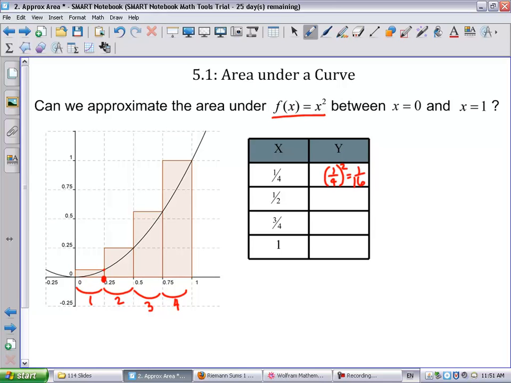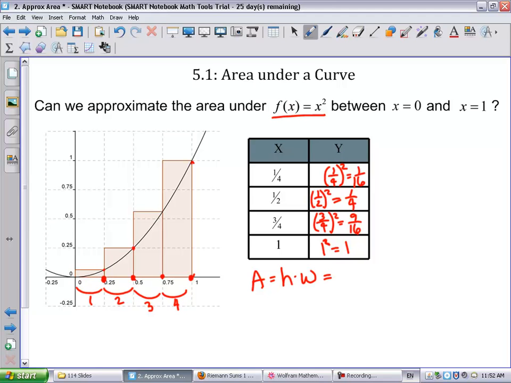Now for the second rectangle, we're going to plug in 1/2, this endpoint right here. And when we plug it in, we get 1/2 squared, which is 1/4. And then for the third rectangle, we'll plug in 3/4, so 3/4 squared is 9/16. And then for the fourth rectangle, we'll plug in 1, and 1 squared is 1. Okay, so there's the height of all the rectangles. If we want to find area, remember area is height times width.